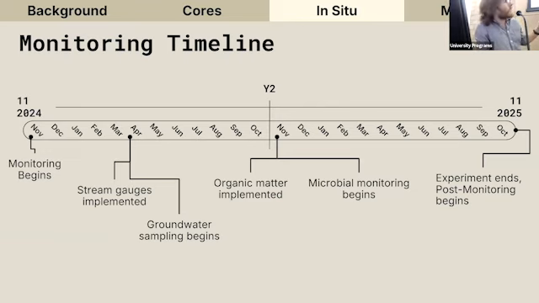So just a real basic timeline. I've gone over most of this already. The first year is baseline, second year is the actual implementation. But in the second year, I want to point out that I'm also doing microbial work, which I'll get to shortly. And I'm also doing stream gauges and groundwater sampling as a means of examining the two.